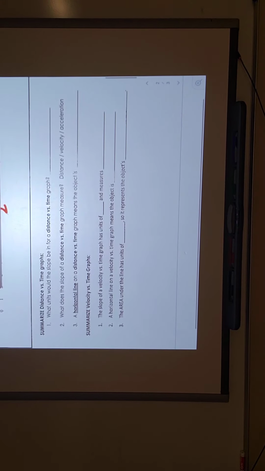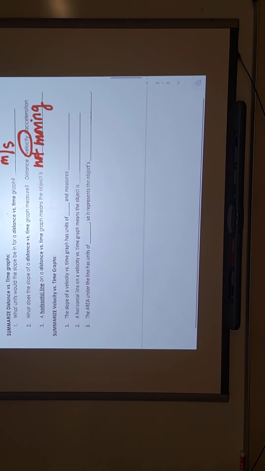All right, the last part, summarizing everything that we just had up above. Distance versus time graphs. The units for slope would be meters over seconds because it is distance over time. That means that the slope gives you the velocity of the object, and a flat horizontal line on a distance versus time graph means that the object is not moving. The distance is not changing, so you're standing still, you're in the same spot.